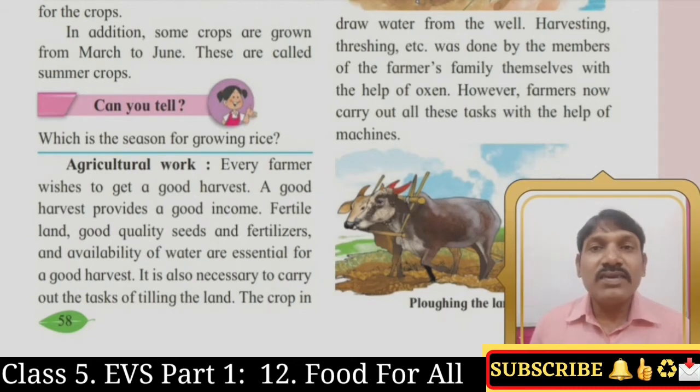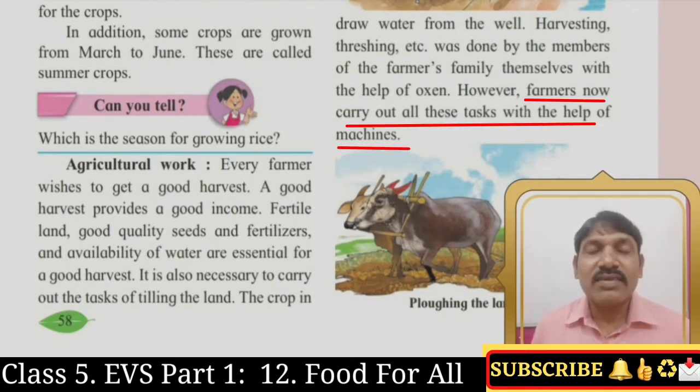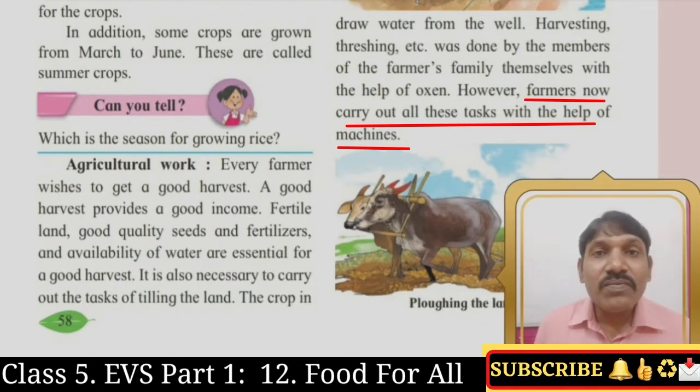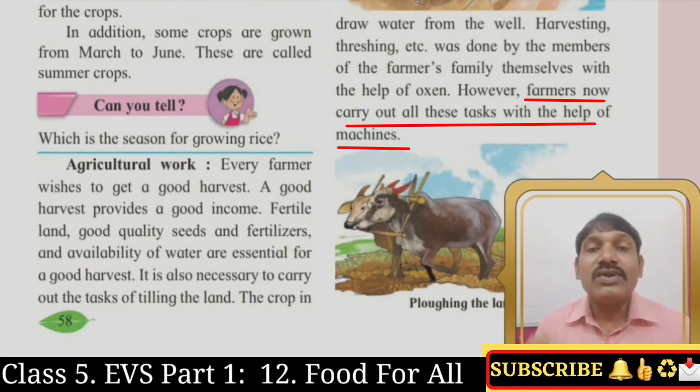However, farmers now carry out all these tasks with the help of machines. But student, to what extent is this statement correct? I don't know, because actually in rural areas the farmers who have very little farmland could not use such advanced machines. So such farmers right now also are using traditional methods of agriculture, because everywhere in India the farmers could not afford the advanced machines.